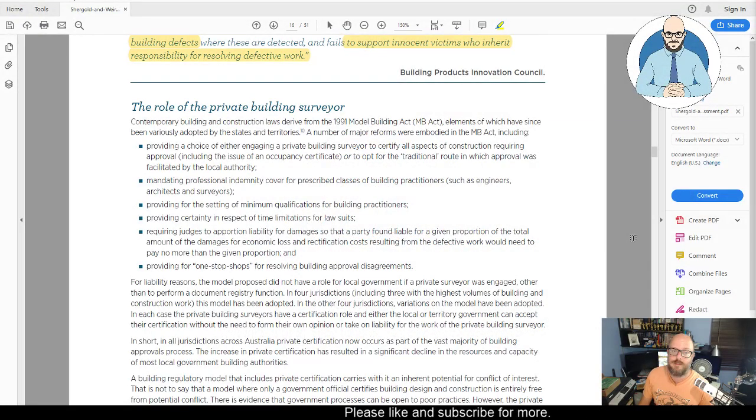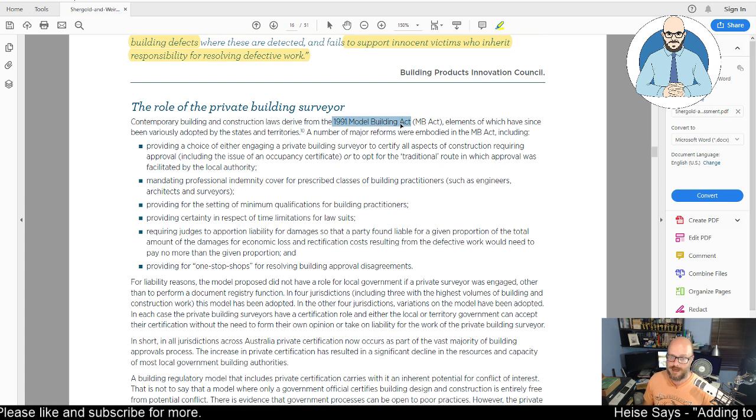Hello everyone, welcome back to part 3 of the report and the role of the private building surveyor. So, contemporary building and construction law derives from the 1991 Model Building Act, the MB Act, elements of which have since been variously adopted by the states and territories. A number of major reforms were embodied in the MB Act, including providing a choice of either engaging a private building surveyor to certify all aspects of construction requiring approval, including the issue of an occupancy certificate, or to opt for the traditional route in which approval was facilitated by the local authority.